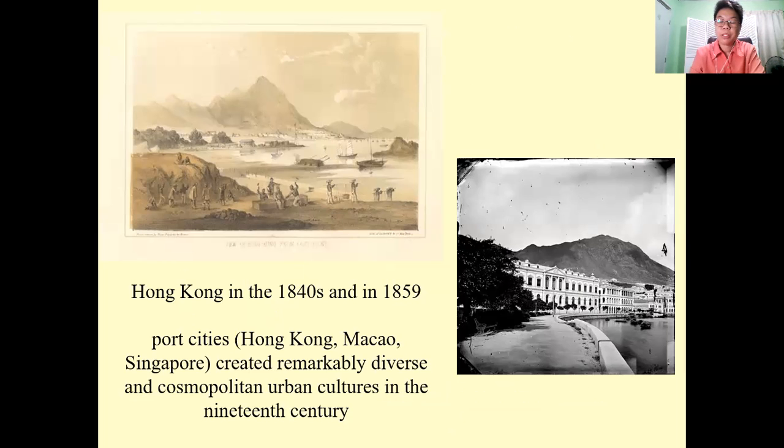Okay, so when port cities like Hong Kong and Macau were created, they were very diverse and cosmopolitan in terms of their cultures in the 19th century. So when the Europeans came, the Dutch and the Portuguese came to conquer these areas, and even the British, they scouted the area and saw its diverse culture.